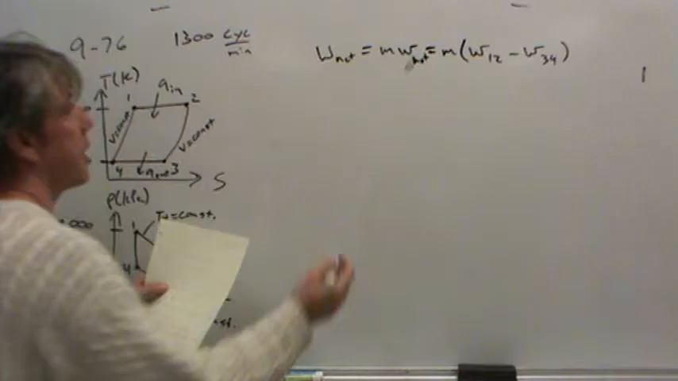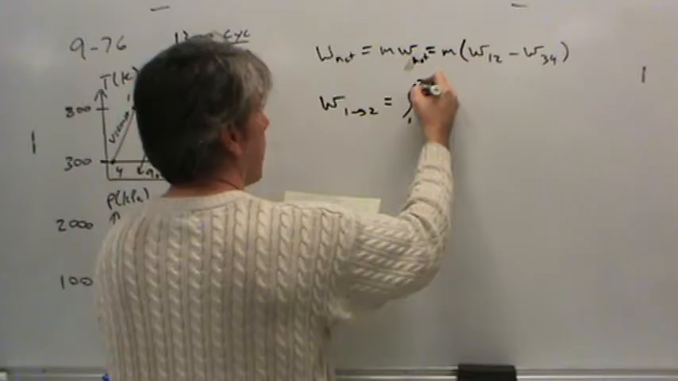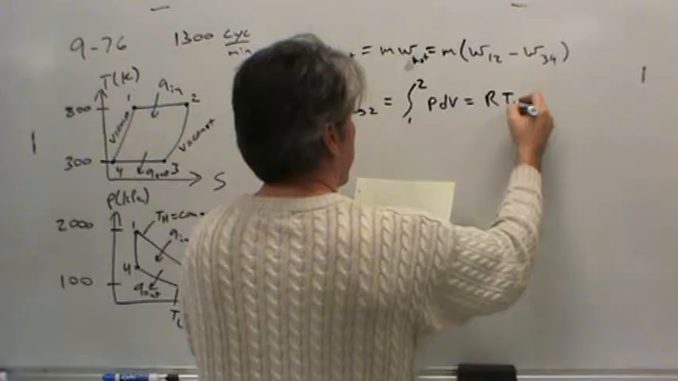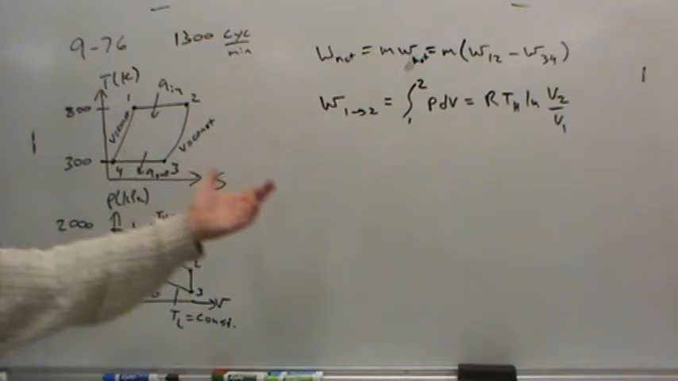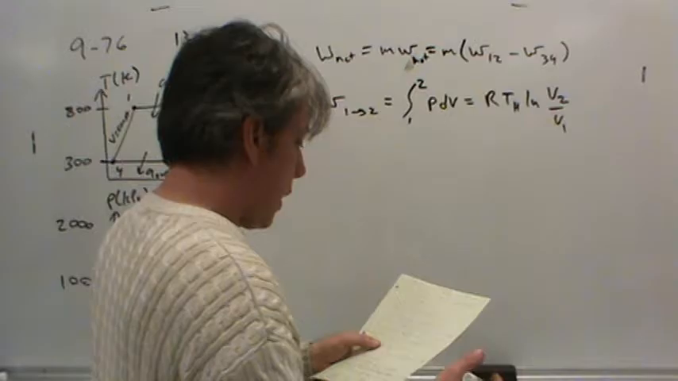Okay? Now, both of these are isothermal boundary work. What does that mean? Well, the work from state 1 to state 2 could be computed as boundary work, integral of P dV. It comes out to R times T_H times the natural logarithm of V2 over V1. Where did this come from? Well, this is just boundary work at constant temperature. Because look, 1 to 2 is a constant temperature process, so we can use our boundary work equation that involves constant temperature. So there it is.